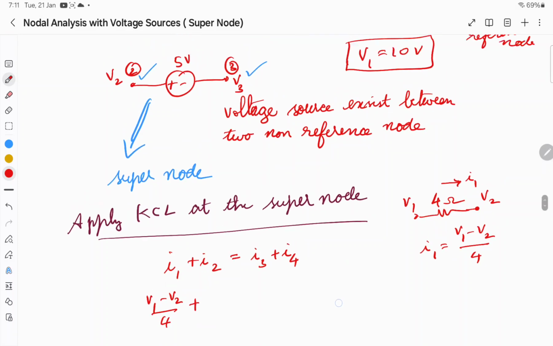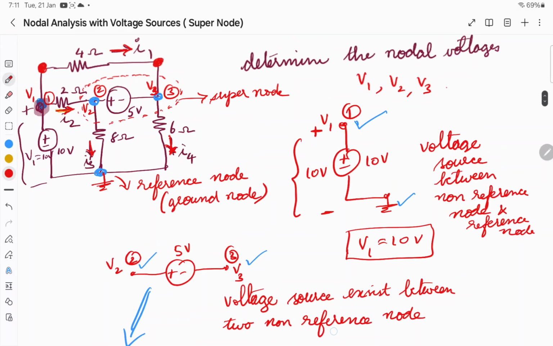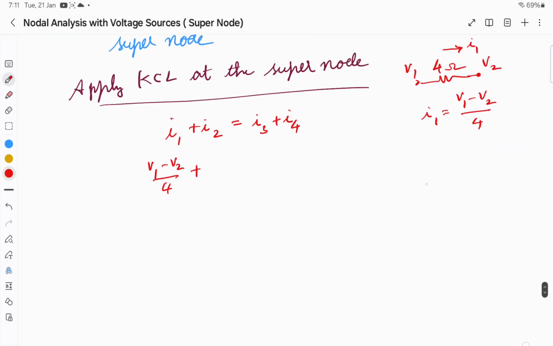What about I2? I2 is the current flowing through the 2 ohms. The 2 ohms exists between the two voltages V1 and V2. I can draw it separately: 2 ohms, on one side the voltage is V1, the other side is V2, and the current is I2. So what is the potential difference? I2 is equal to V1 minus V2 by 2.